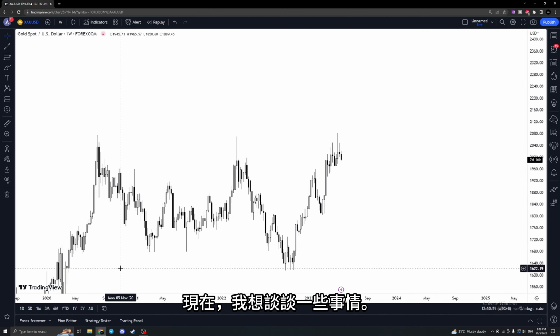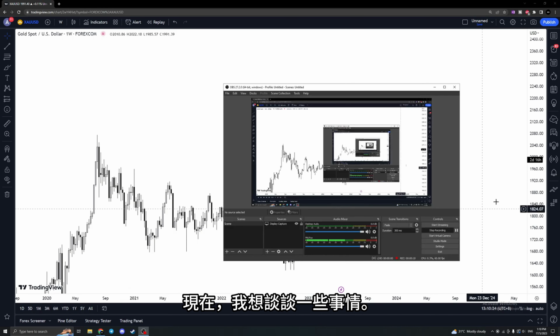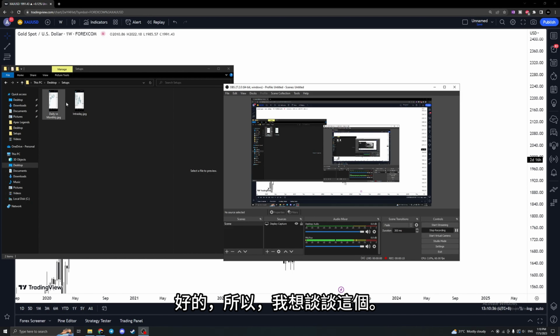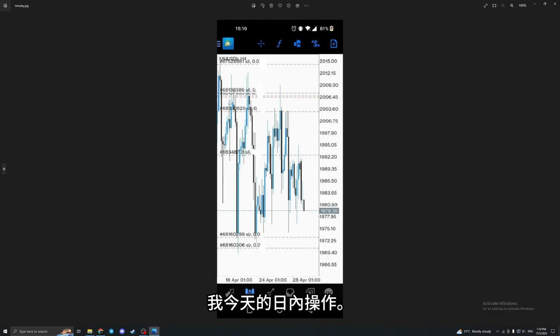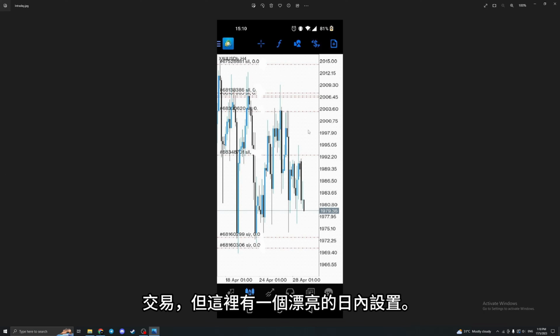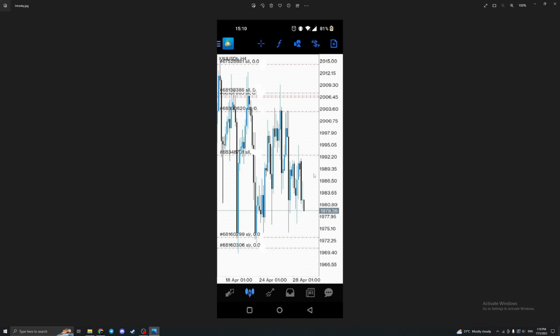Now, I want to talk about a little something. Give me a sec. Yo, we're back, right? Hopefully. Okay, so I want to talk about my intraday plays today. We've talked about breaking down this trade, but here is a beautiful intraday setup. Here's a continuation.